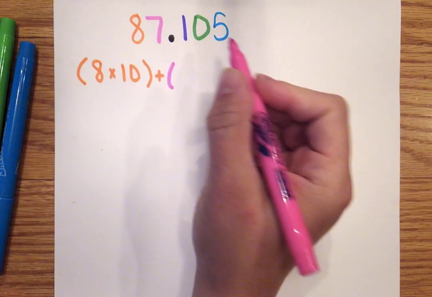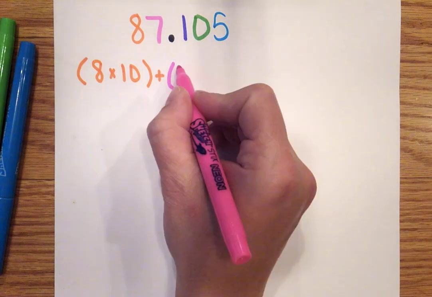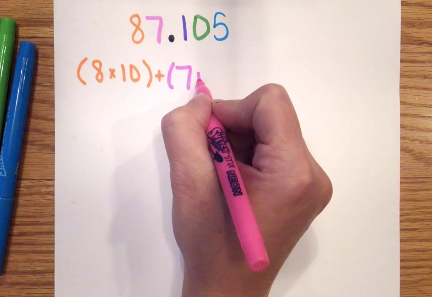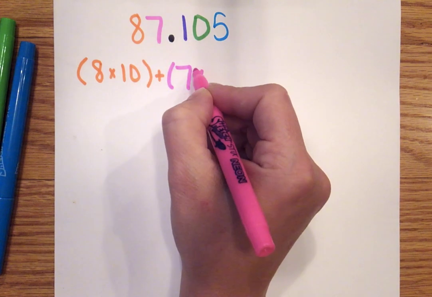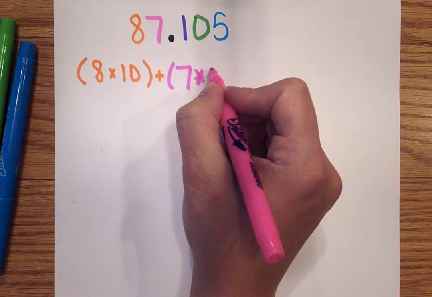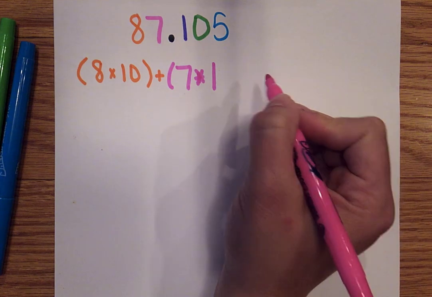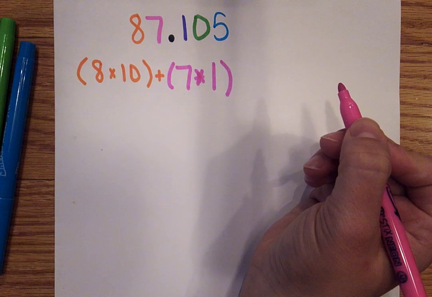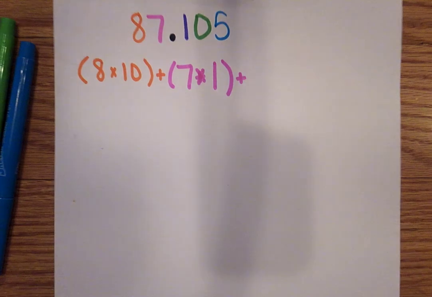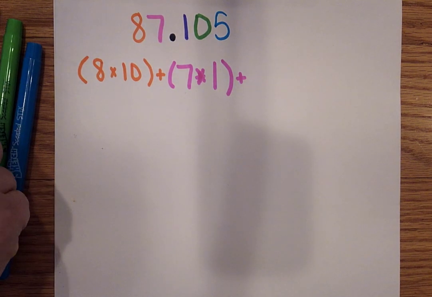My next digit is 7. So I'm going to open parentheses and say 7, that's my digit, times, it is in the ones place. So I'm going to multiply it by 1. It is 7 groups of 1. Close my parentheses, then I'm going to add it to my next digit.